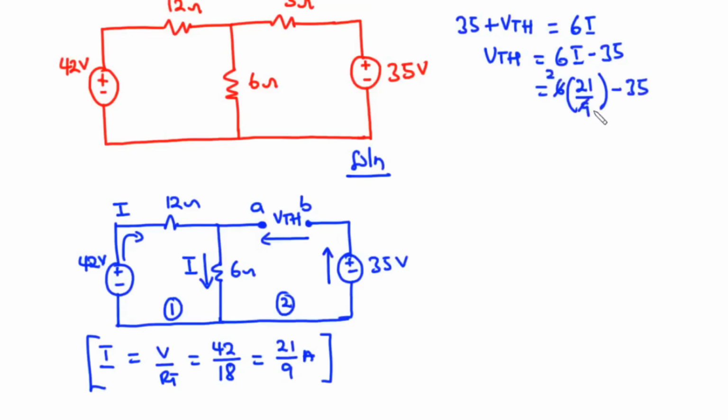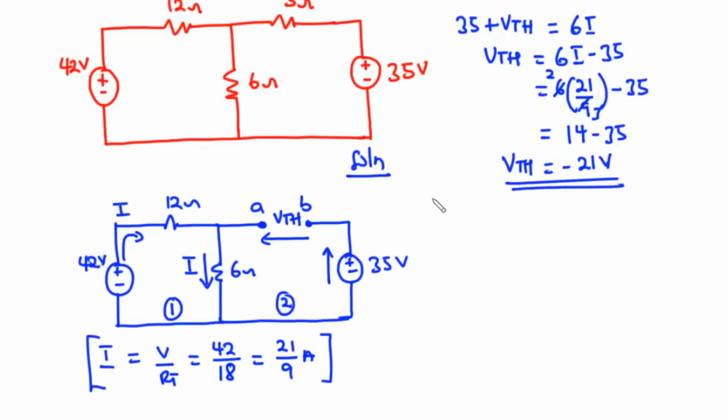3 goes into 6 2 times, 3 goes into 9 3 times. We have 2 times 21 which is 42. 42 divided by 3 is 14. So we have 14 minus 35 and that is equal to minus 21. Therefore, we have VTH to be minus 21 volt.